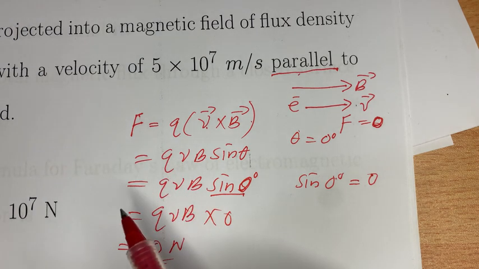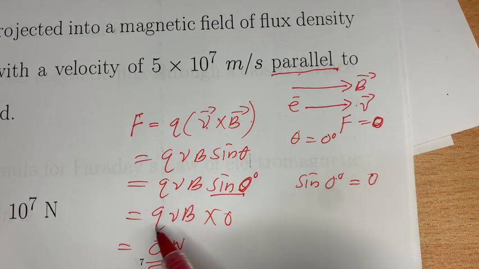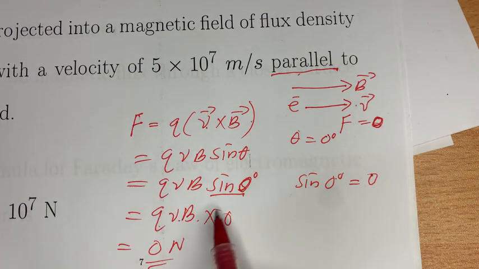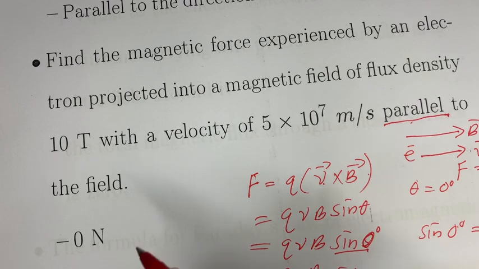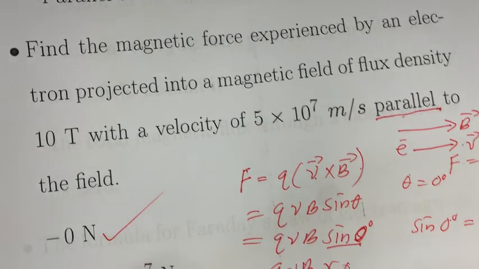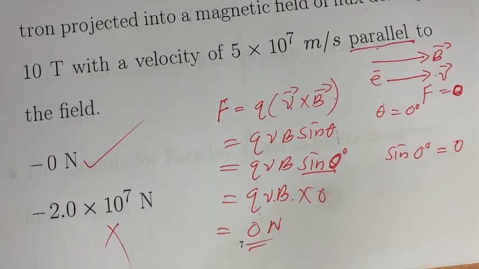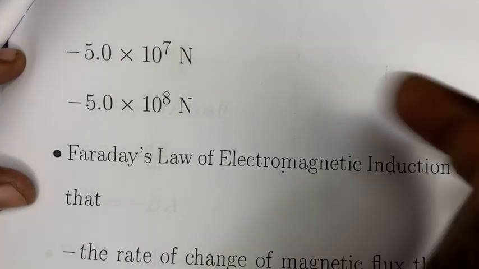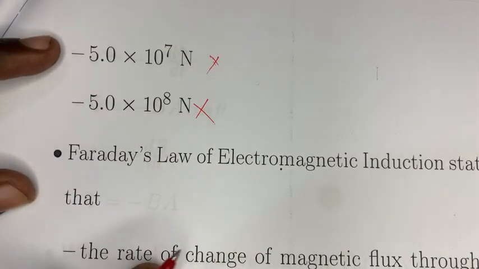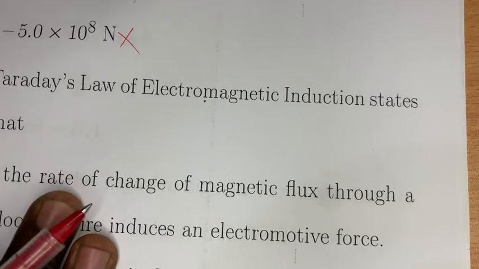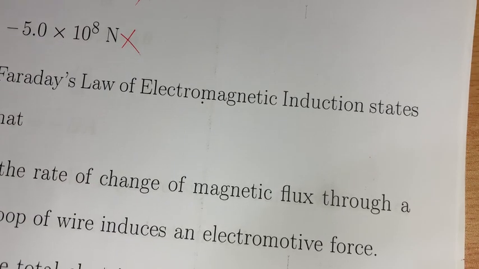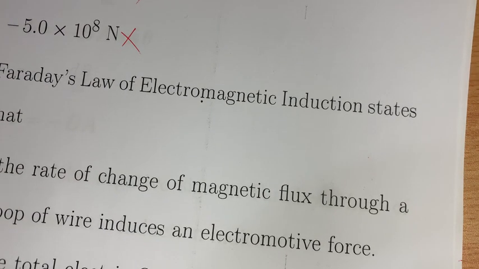Whatever the value of Q, V, and B that you have, when you put all of that and you multiply by 0, you get 0. So the correct option is the first one that says 0 Newton. This one is not important, it's only a distraction, and so are these two. They are only distractions. Your answer must be 0. Thank God we are moving forward, we are making progress here.